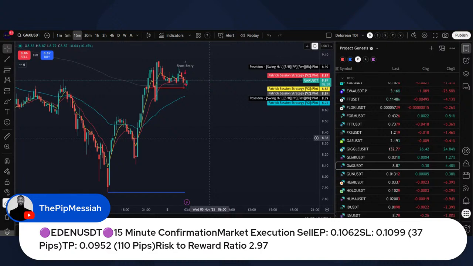So white at 3 is when it should mark off our parameters for GMX versus Tether. So we can go ahead and take this trade.